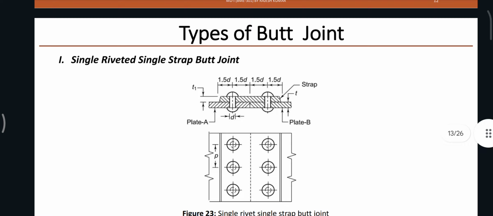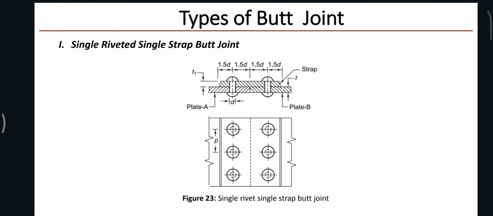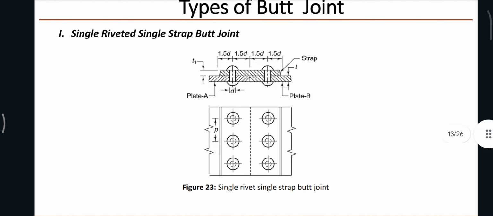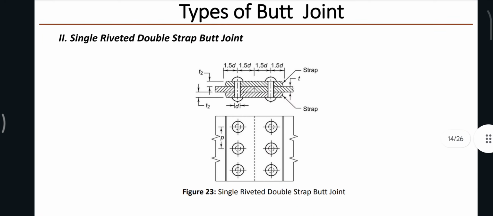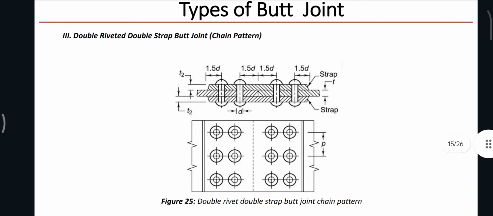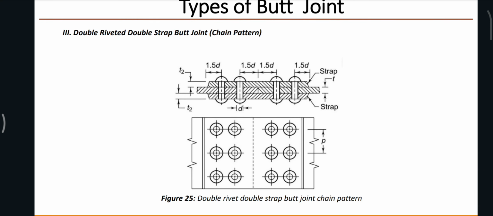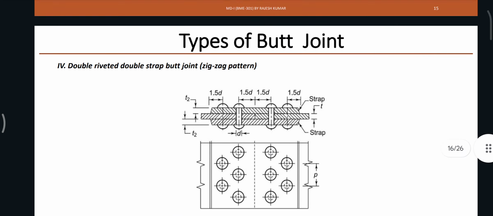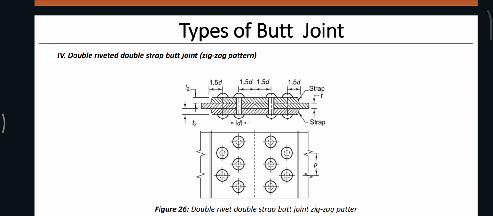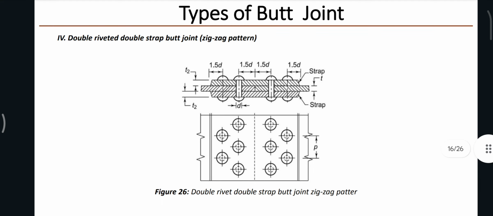Types of butt joint: first, single riveted single strap butt joint. Second, single riveted double strap butt joint. Third, double riveted double strap butt joint chain pattern. Fourth, double riveted double strap butt joint zigzag pattern.